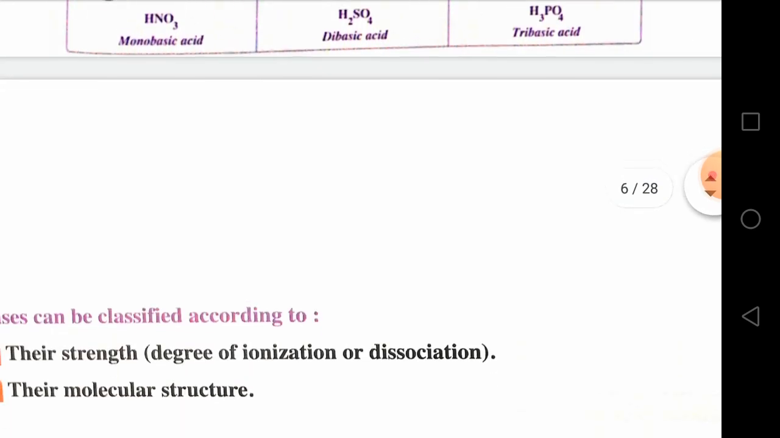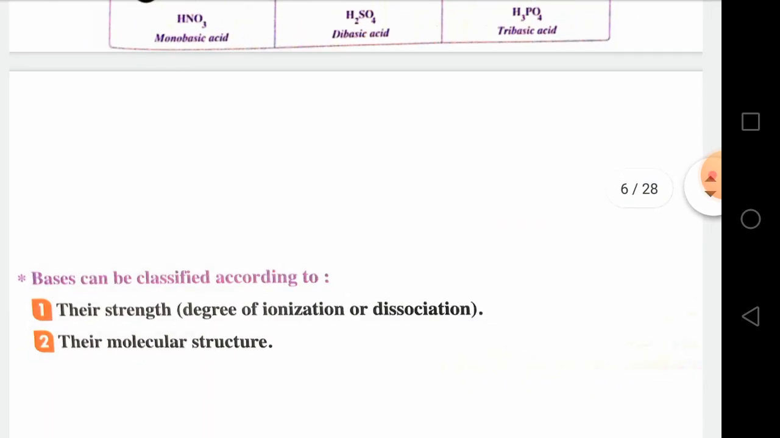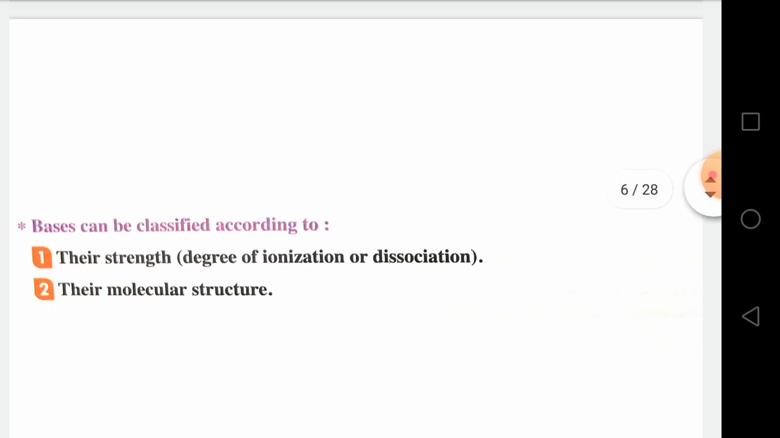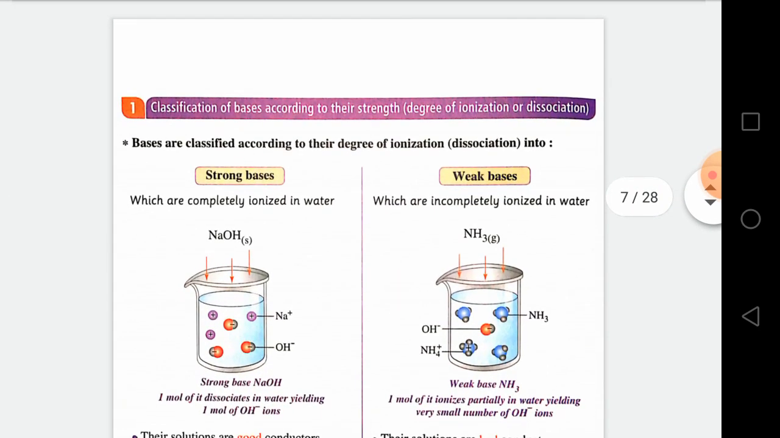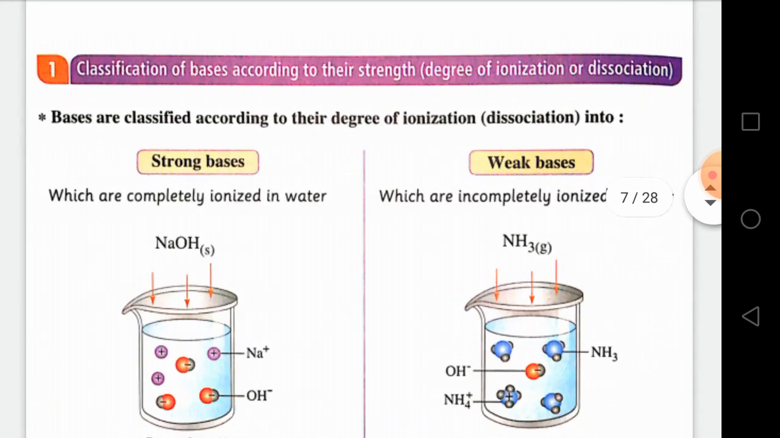Now we will transfer to the classification of bases. Bases are classified according to their strength or according to their ionization or dissociation, or classified according to molecular structure. If the bases are classified according to their strength or their degree of ionization or dissociation, this classification will give strong bases or weak bases.